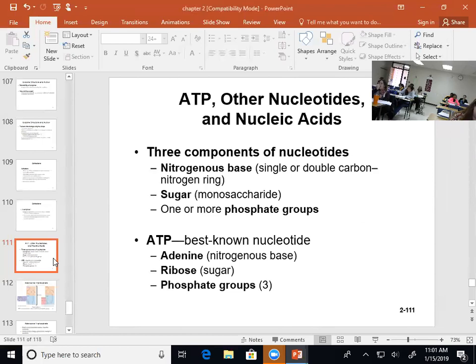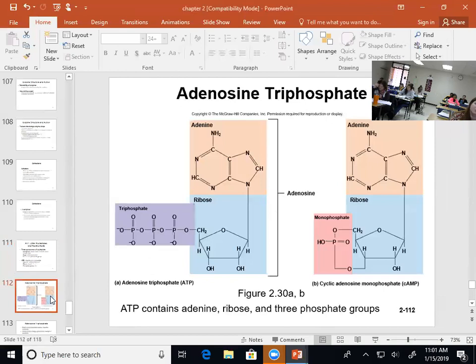The first one I want to talk to you about is something called ATP. Y'all have heard of ATP. I need you to know what it stands for. It stands for adenosine triphosphate.